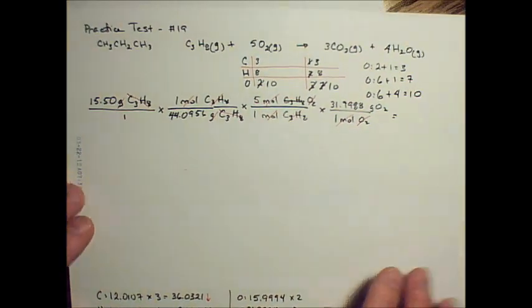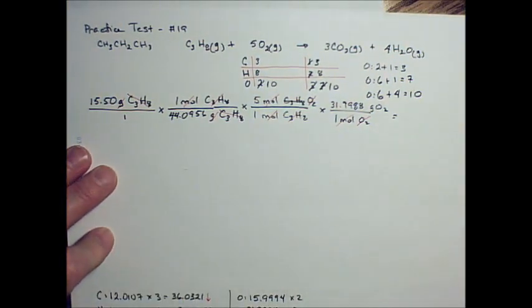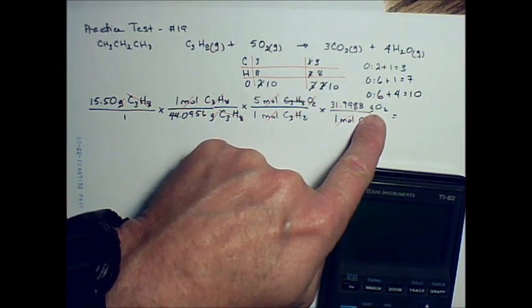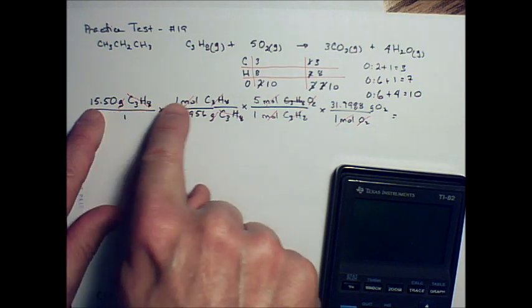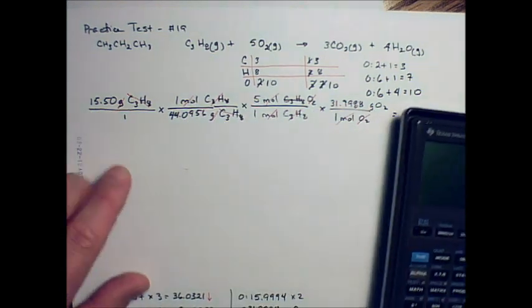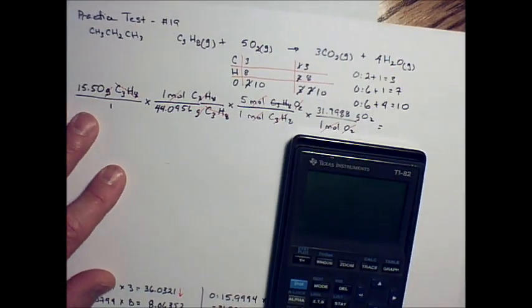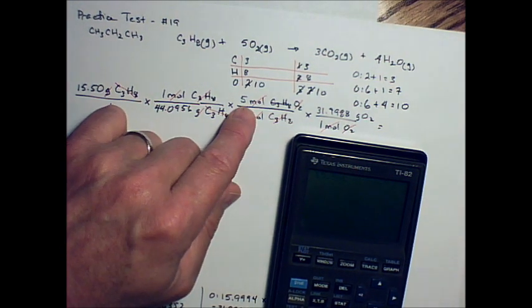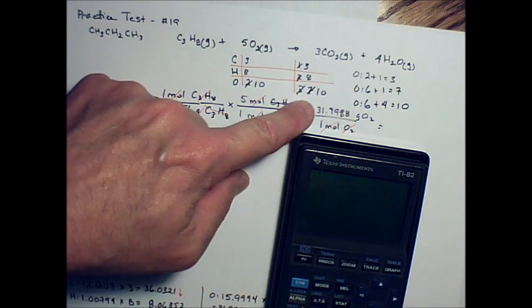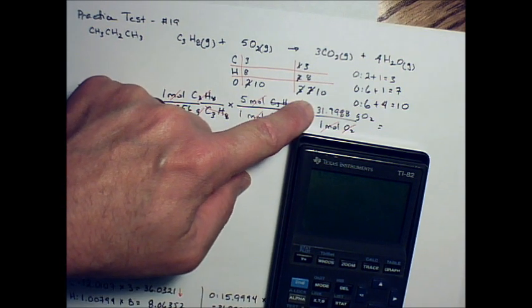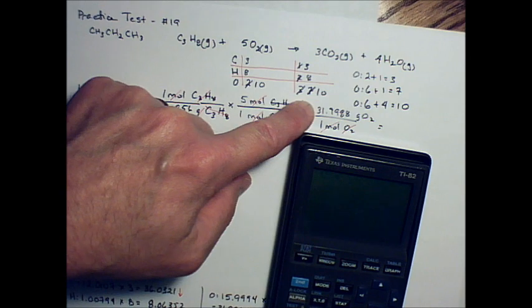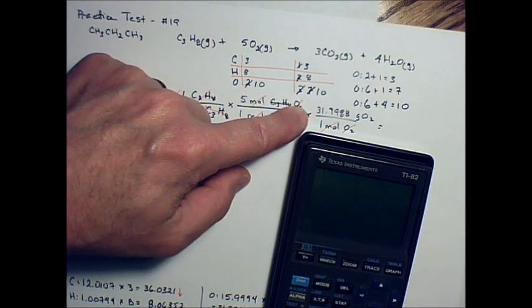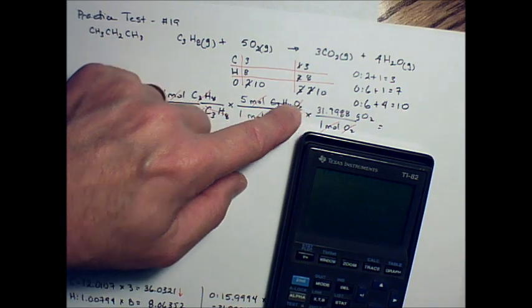Okay, so we've set this calculation up to find an amount of O2, which is one of the two reactants. We need to multiply everything across the top. 15.50 times 5 times 31.9988, and let's do it all as one thing, and we get that number.